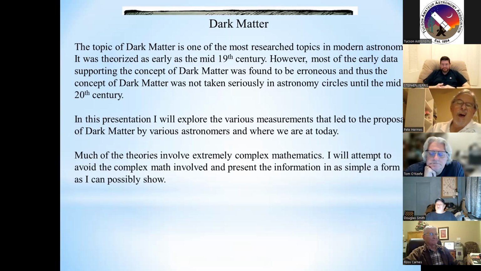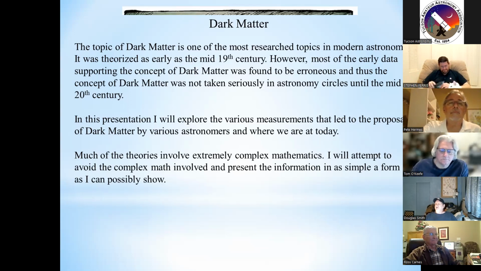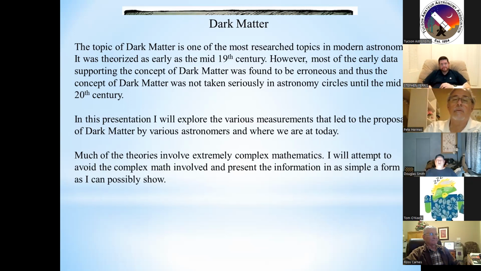I was surprised to learn that there were proposals about dark matter as far back as the middle of the 19th century. It should be noted, though, that most of these early theories and presentations about dark matter back then were based on erroneous data, and the concept of dark matter was not taken seriously by astronomers until the middle of the 20th century. So I'm going to go through kind of the history of how it got discovered and who discovered it and so on. And I'm going to leave out all the mathematics because it's extremely complex and involved. But I'll go through it as best I can.